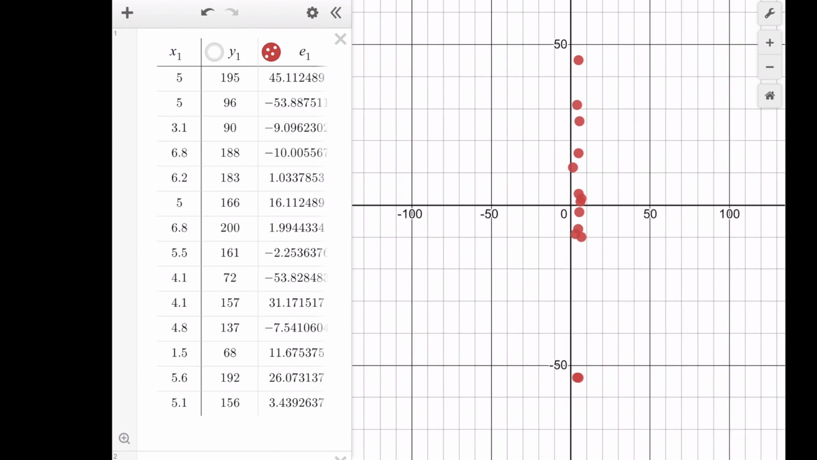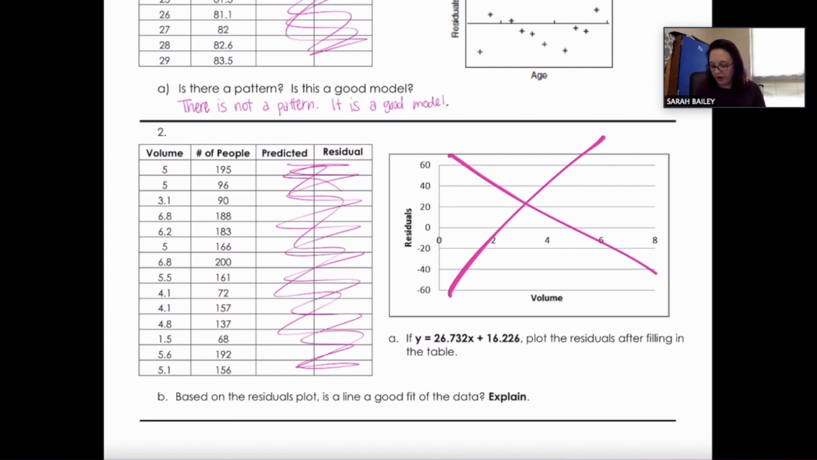So my question is saying, based on the residuals plot, is a line a good fit of the data, and explain. And so do you see a pattern here with this data? Well, we actually kind of do see a pattern with that data. It kind of looks like it's more vertical. So that would indicate that a line would not necessarily be a good fit for this data.